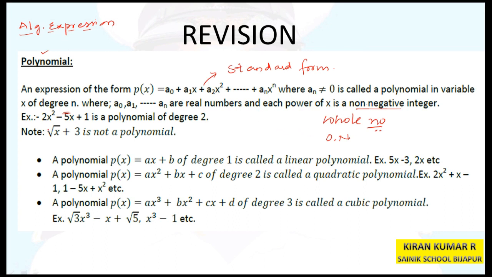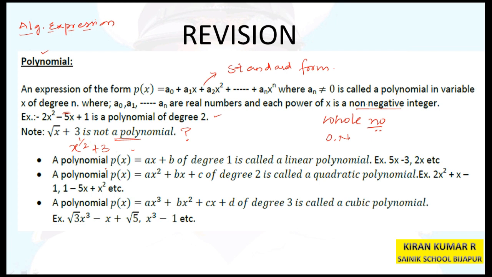Look at this example. 3x square minus 5x plus 1 is a polynomial of degree 2. Root x plus 3 is not a polynomial. What's the reason? This root x is the same as x raised to the power 1 by 2, added to 3. Therefore, it is not a polynomial because the power is not a non-negative integer, it is a fraction.